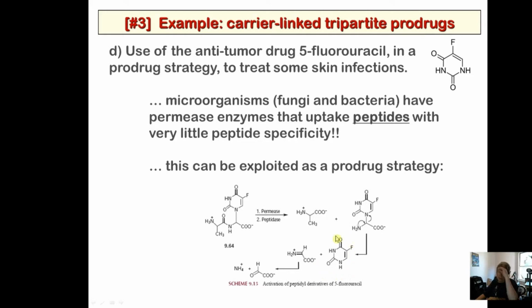Okay, so that was a neat prodrug strategy, and it's called a tripartite because there's an intermediate linker fragment. So the prodrug consists of the amino acid, and then this linker fragment. And once inside the cell, the peptidase cleaves off the amino acid, and then this other fragment rapidly degrades, and that generates the 5-fluorouracil within the bacterial cell.